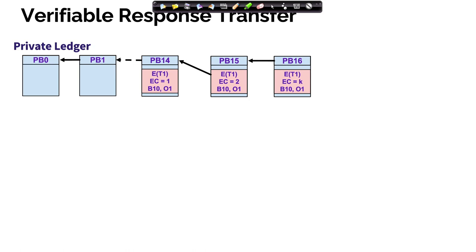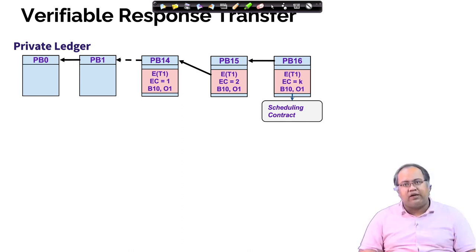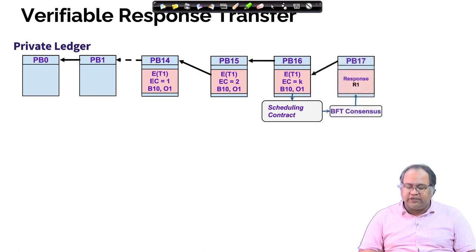So, I have the private ledger. In the private ledger, I have these individual transactions. Once a particular transaction receives the required 2/3 endorsement, it is sent to the scheduling contract. This scheduling contract schedules the request, and once the response is generated, the response again goes to the BFT consensus within the service provider. Then this response is added to the blockchain.